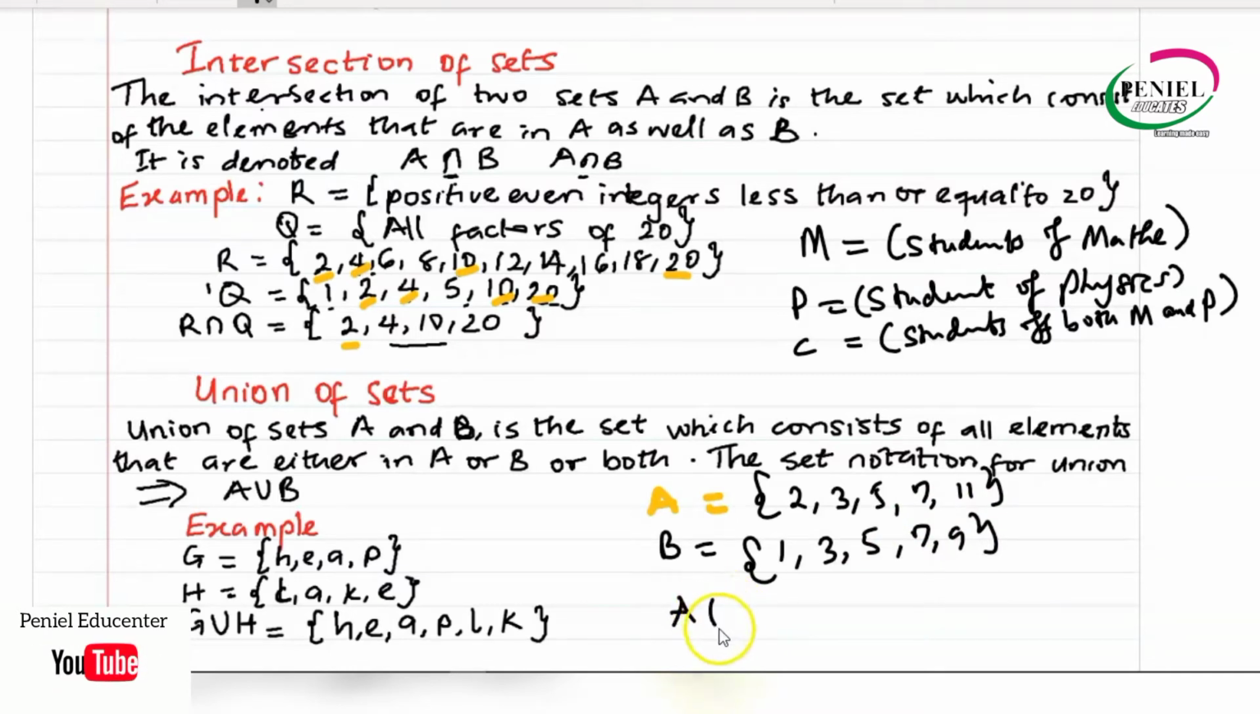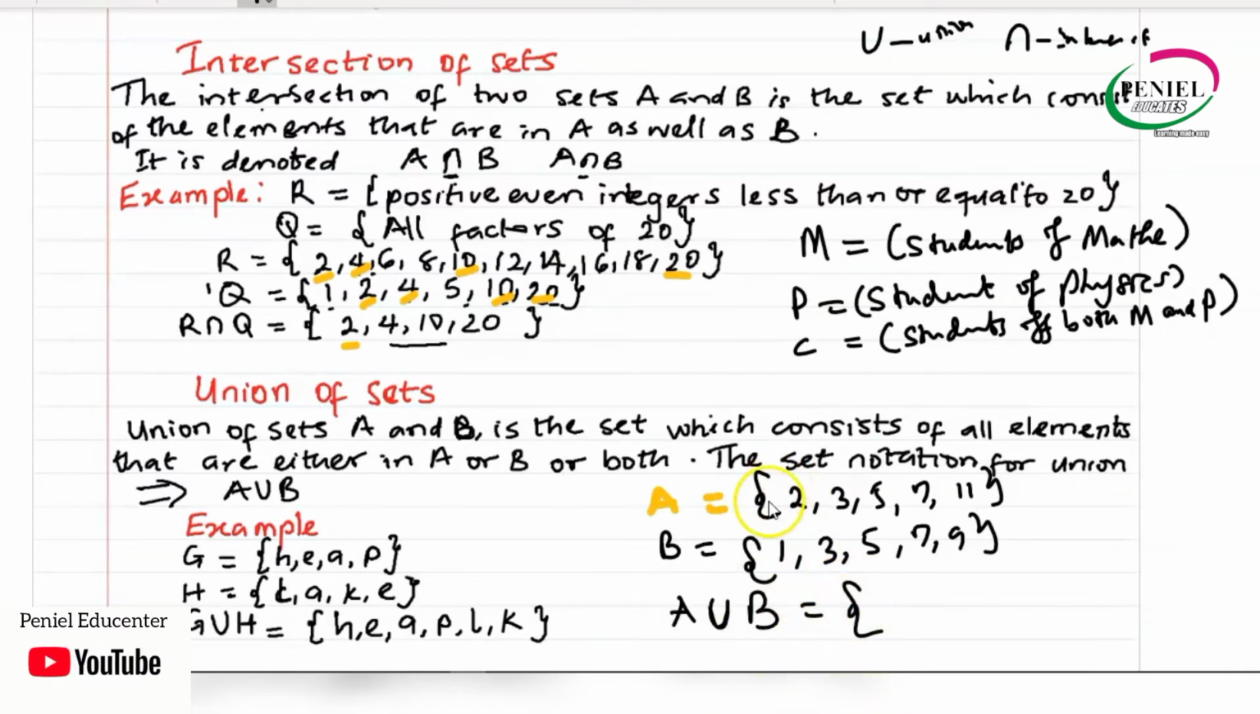Union is denoted by this symbol. Union of sets is this. The intersect is this. All right, intersect is this. So we have A union B, which is going to give us all the elements.